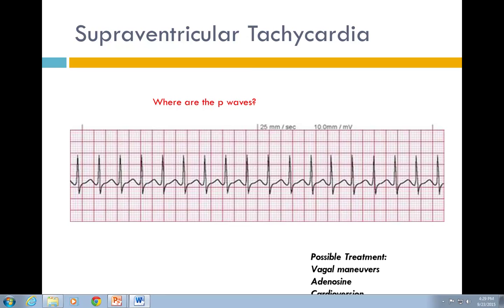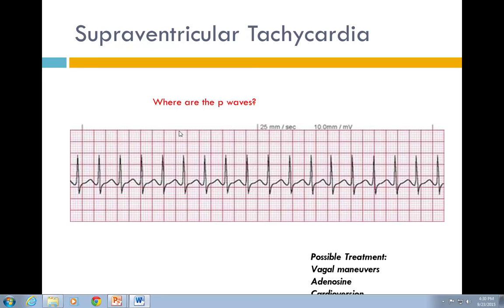And because it's supraventricular, that means that the firing is definitely coming from above, in the atrium itself. The rate is greater than 150 beats per minute. The P wave could be buried within the QRS complex, but we really do not know what the underlying rhythm is because it's so fast. So the QRS complex is narrow.